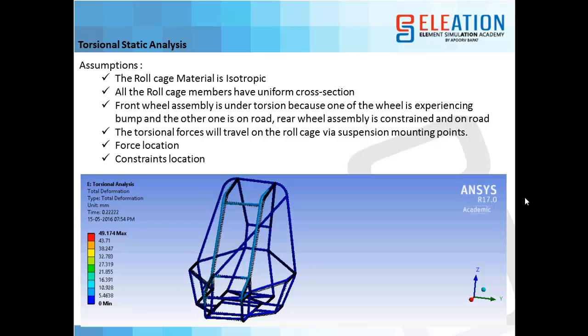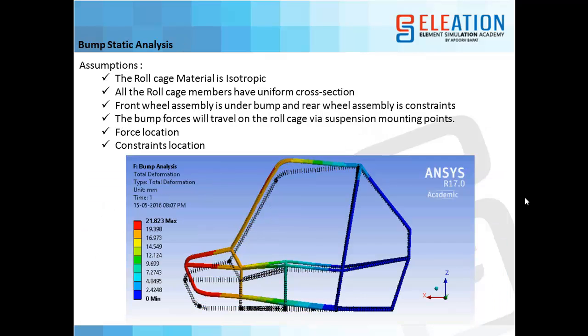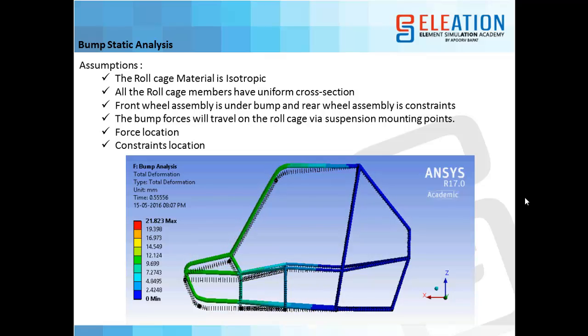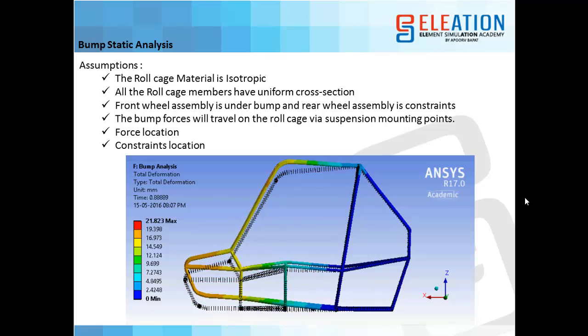Then torsional analysis, we will see the case where the front portion of my ATV or roll cage is under torsion because one of the wheels is under bump and the other one is on the road. So the rear portion I have constrained and I have applied front torsional forces. So you can have a right torsion or left, or you can say clockwise, anti-clockwise. Similarly in the rear also you can have clockwise and anti-clockwise. Then bump analysis. I have considered the front bump analysis. In a similar fashion you can do a rear bump analysis where all the wheels are facing the bump.